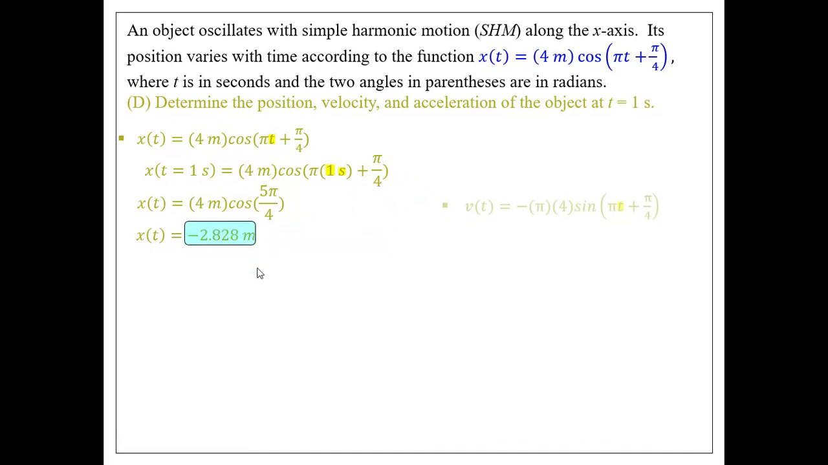Here, I'm just going to go ahead and crack out the velocity. The velocity function that we derived previously in part C, so if you need to go back to it, really is negative omega A sine of pi t plus pi over 4, omega being pi, and amplitude being 4.